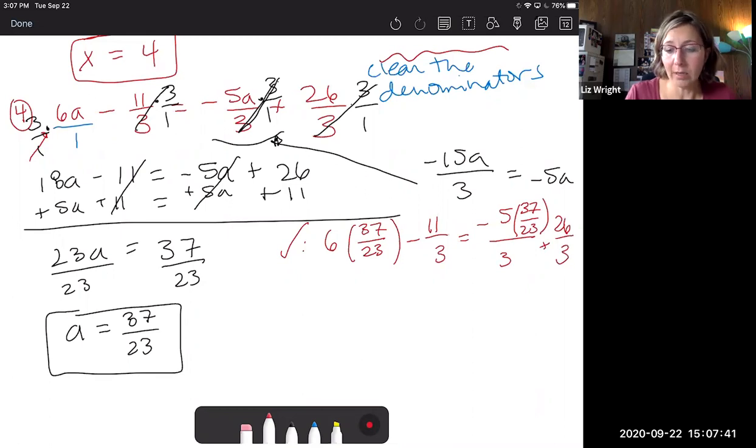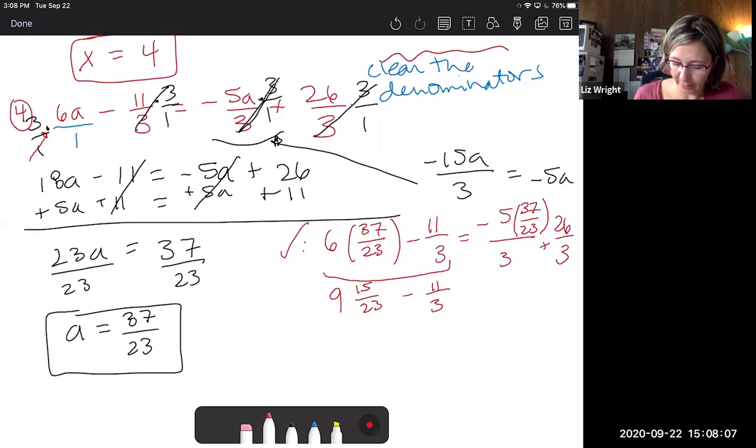So in my calculator, I'm just going to plug in all of this. I'm going to do 6 times 37 fraction button 23 equals, and when I did that, I got 9 and 15 23rds minus 11 thirds. And while that's still in my calculator, I'm going to punch in minus 11 fraction button 3. And that is going to give me 5 and 68 over 69. That's not looking promising, but let's find out.